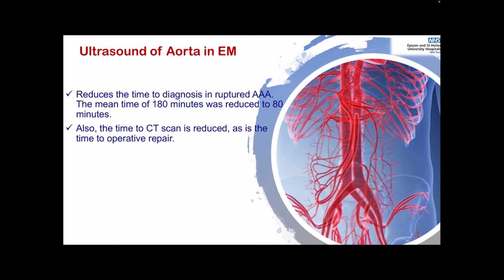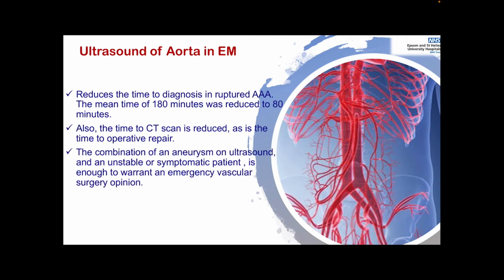repair. So when the patient comes to A&E with abdominal pain, we do an ultrasound scan. If we feel that there is an AAA, we send the patient straight away to the CT scan, which means that the time to do the CT scan is reduced, and therefore the time to reach the diagnosis of such a condition is reduced as well. The combination of an abdominal aortic aneurysm on ultrasound and unstable symptoms in patients who present to ED is enough to warrant an emergency vascular surgical opinion. So there is no point in wasting your time with that one.